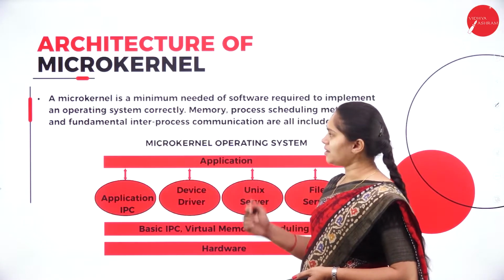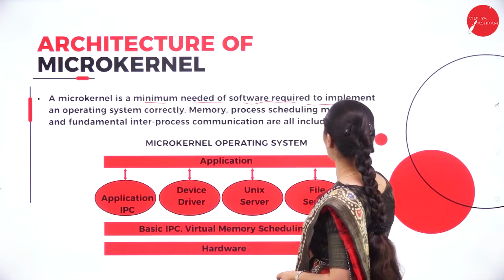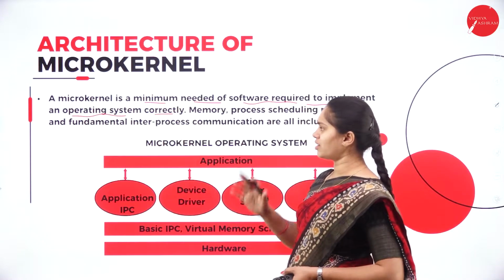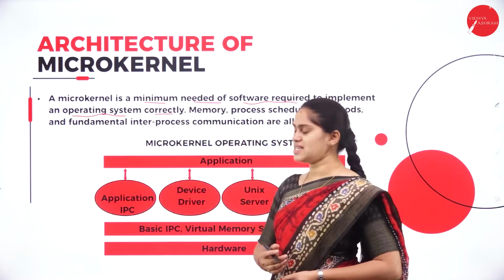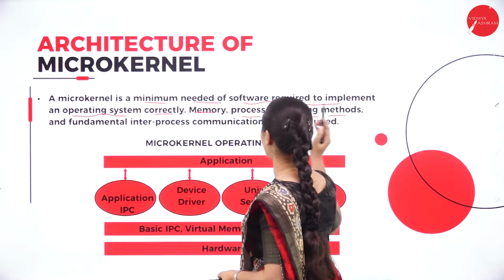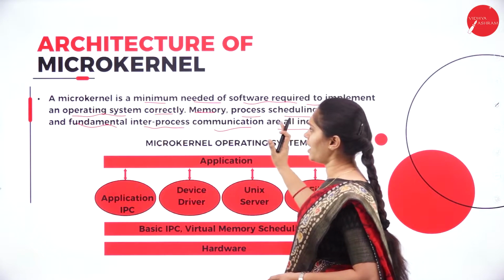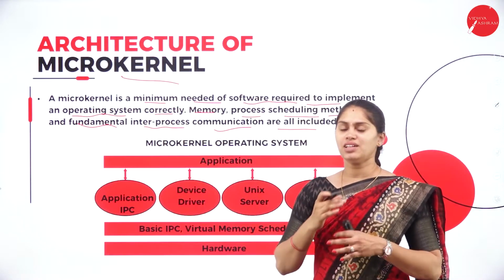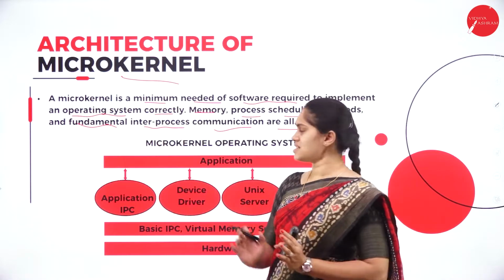Fine. Then here the microkernel is the minimum amount of software required to implement an operating system correctly. So why do we require a microkernel? In order to implement the performance of this operating system, we have this microkernel. Memory, process scheduling methods and fundamental inter-process communications are all included in this microkernel. Whatever basic tasks we are doing, everything will be handled, controlled and coordinated, and it is built in this microkernel.